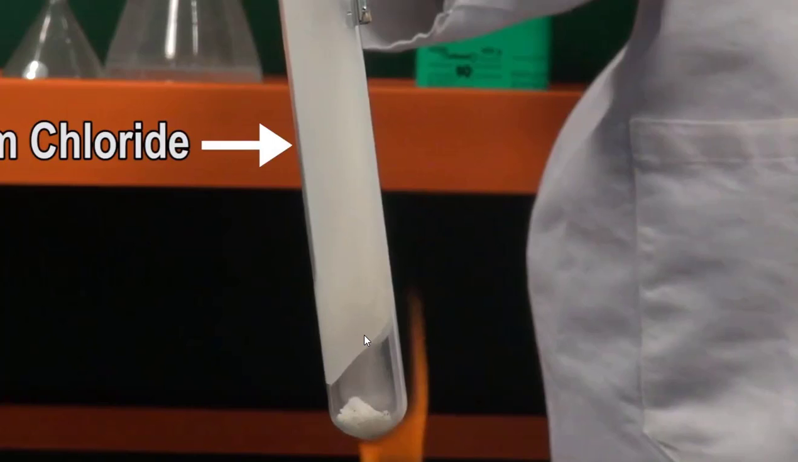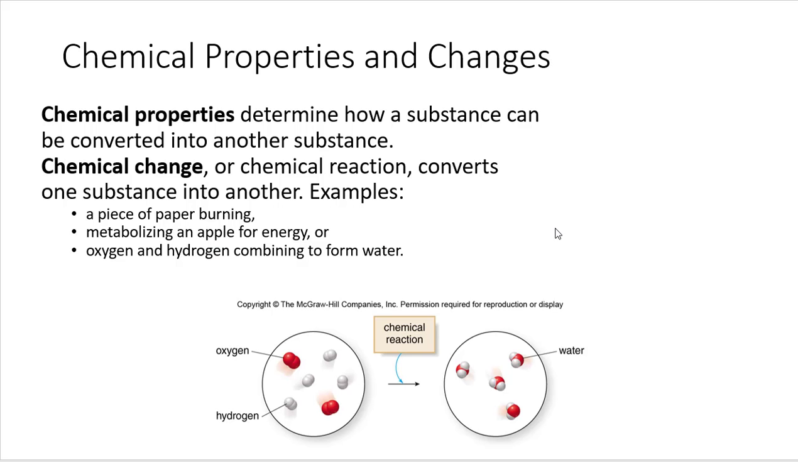So these are ways that you can change your state of matter without changing the composition or the identity of your substance. In this case, it's ammonium chloride, whether it's the solid or the gas. So chemical properties can determine how a substance can be converted into another substance, and this is going to require a chemical change or chemical reaction. For example, burning a piece of paper.